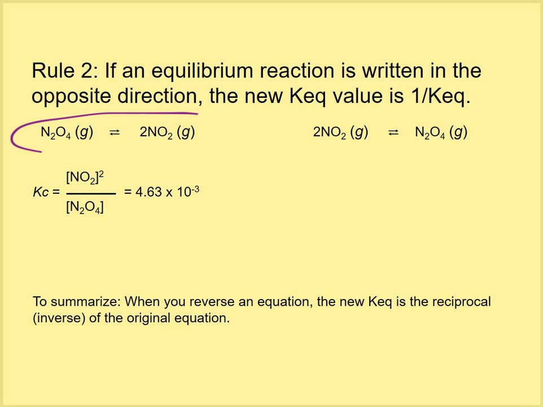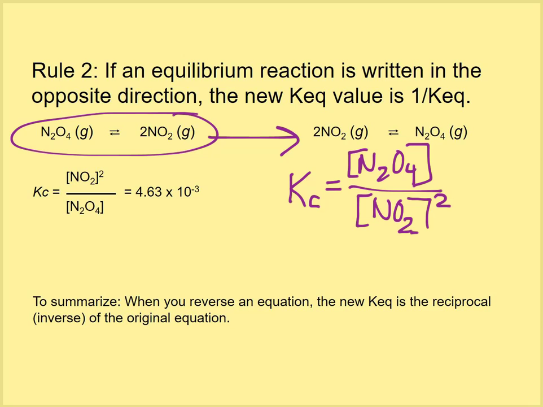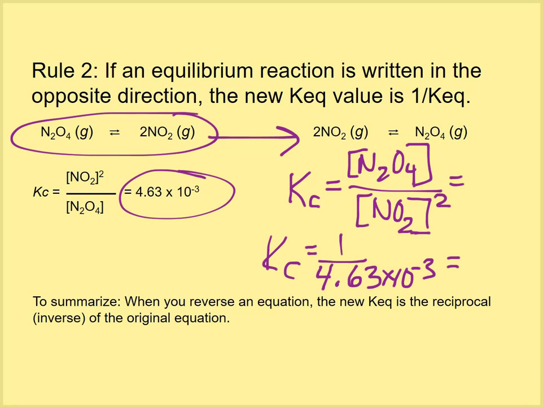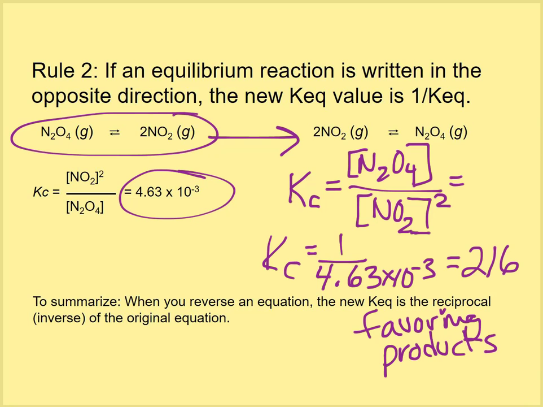Let's say I'm going to reverse this reaction. My reactants are now products. I would have a new Kc value because you always put the products on top and the reactants on the bottom. This is going to equal the inverse of the one we had. When I do that math, I end up with 216 as my value of K. So now it's favoring the products, and at equilibrium I'll have more products than reactants.